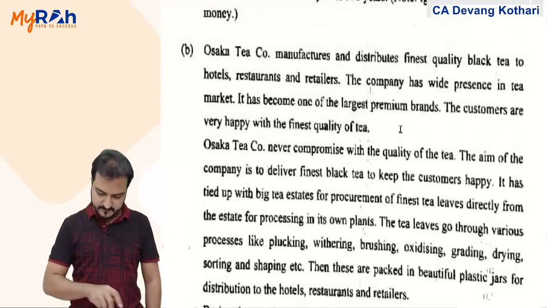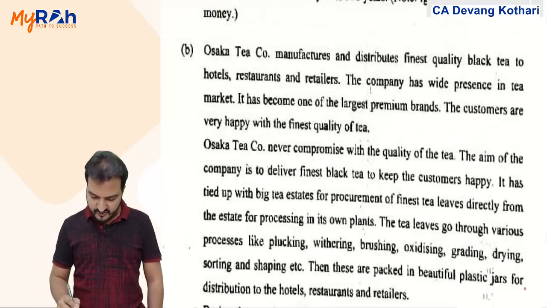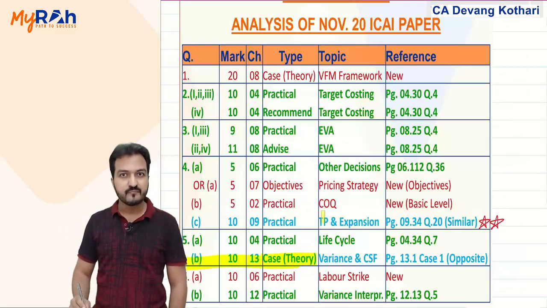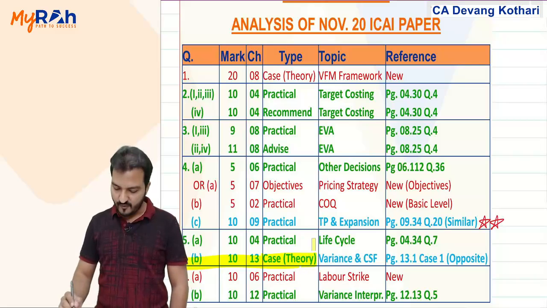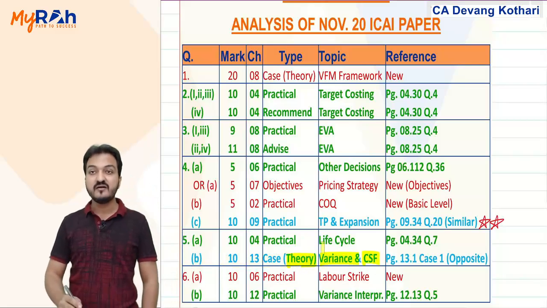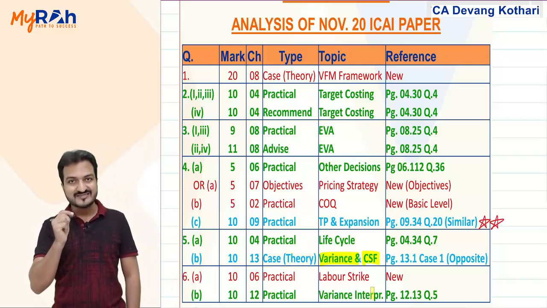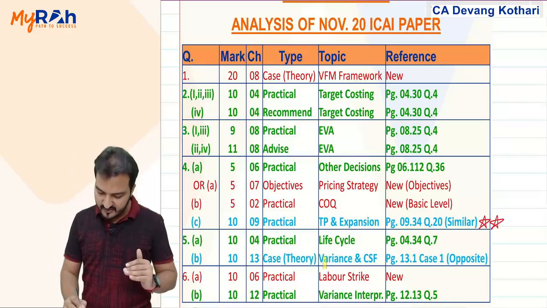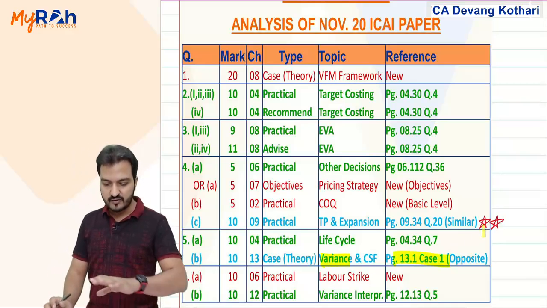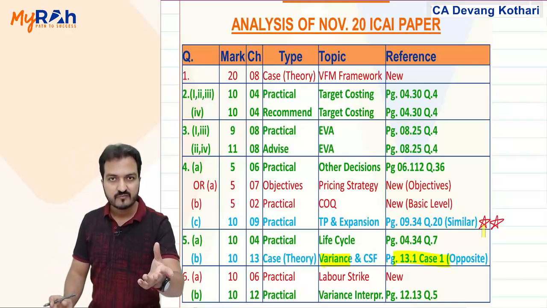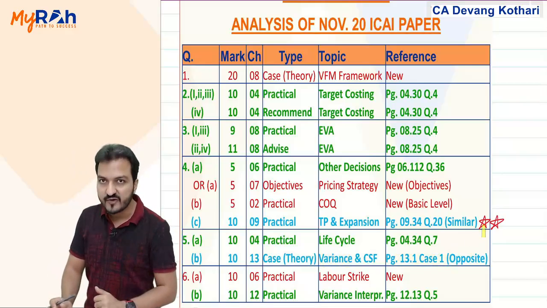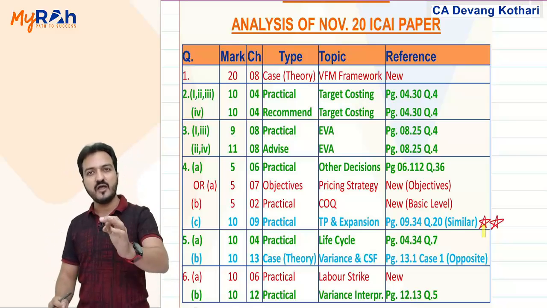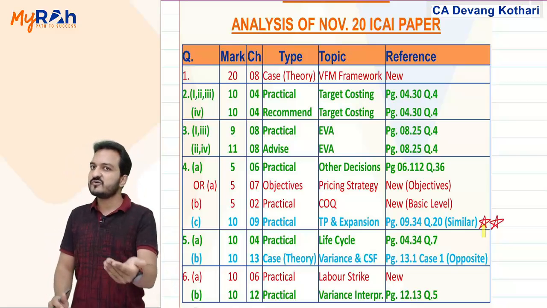Further, 5B. Next question, question 5B, is basically a case study. It is a kind of theory case study for interpretation of variance and critical success factor. And this is also exactly from my book. Only difference is that this is exact opposite. The variances that you had in my book were favorable variances, and you were supposed to interpret those favorable variances. The variances that you are given in this case are exactly adverse, and you need to write interpretation for that accordingly.